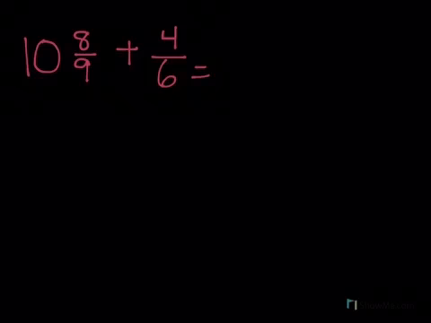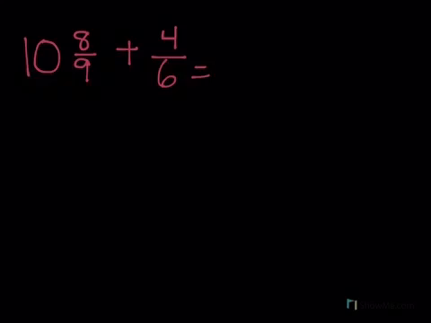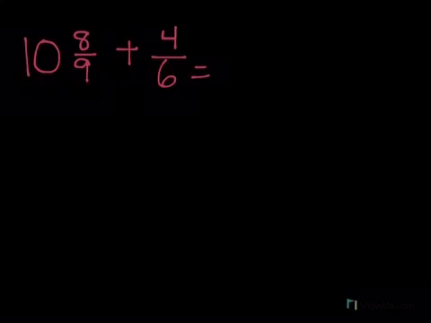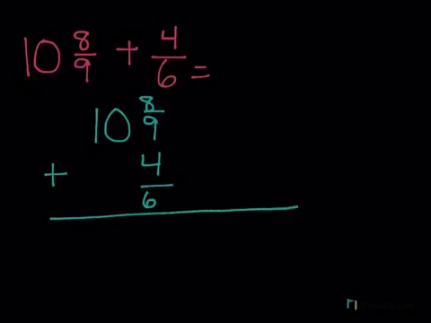So the first thing I notice is I have two different denominators. So I need to find a common denominator. So I'm going to first rewrite the problem vertically. So I have 10 and 8/9 plus 4/6. I'm going to draw an extra long answer line so I have room to work.